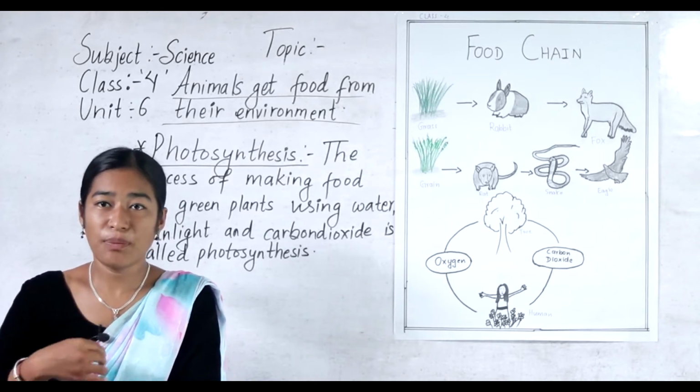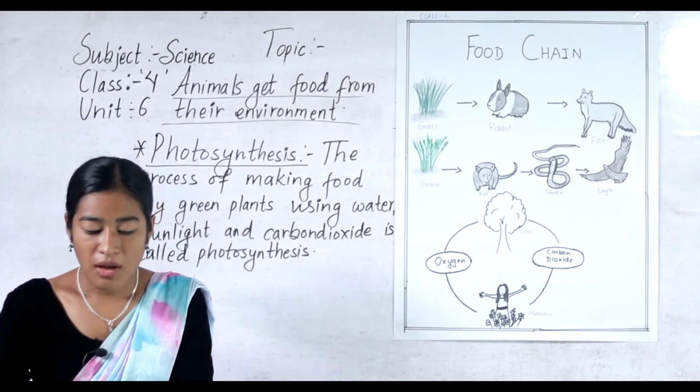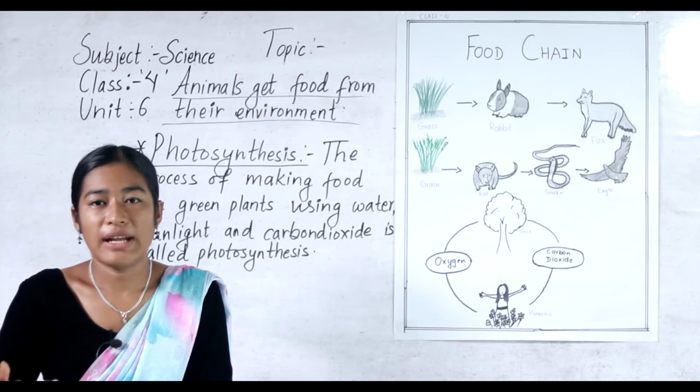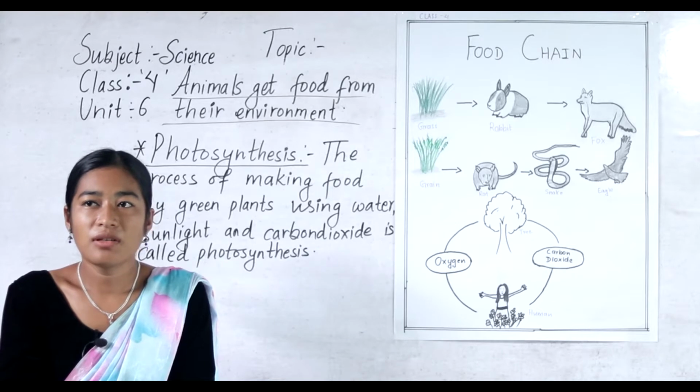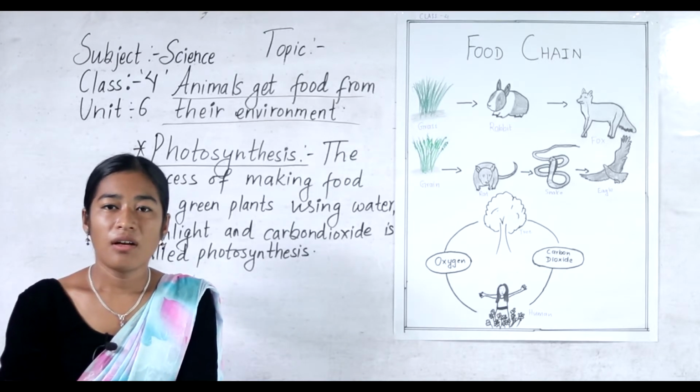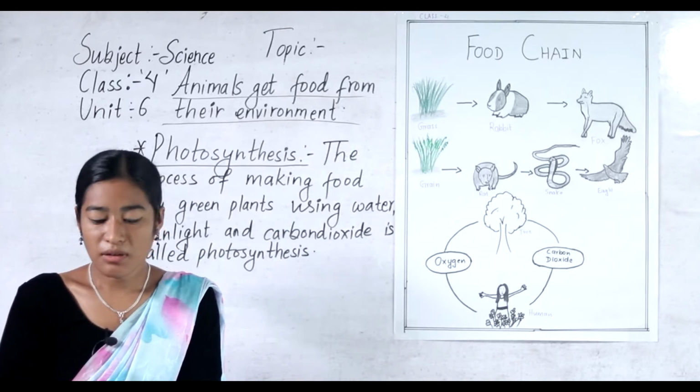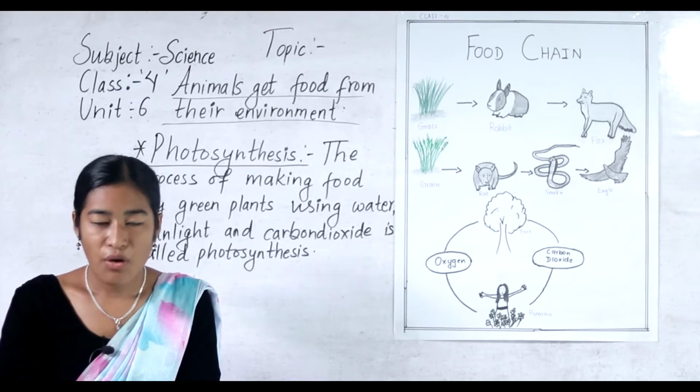So plants prepare their own food, whereas animals depend on plants for their food, and some animals depend on both plants and animals for their food.